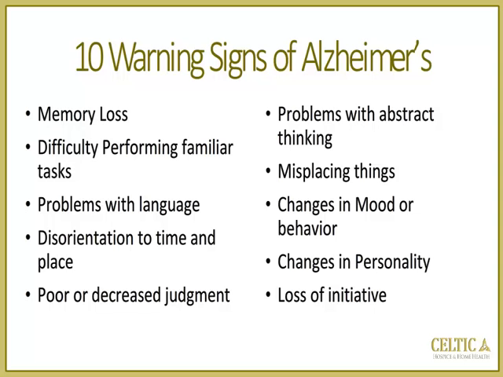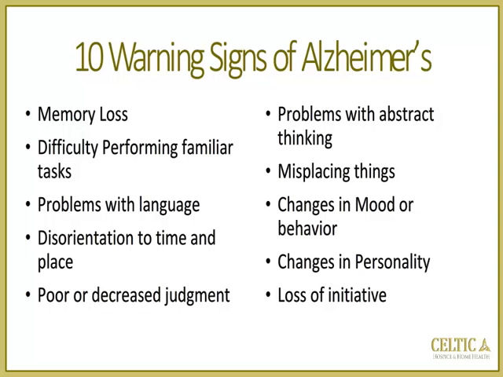The third warning sign is problems with language, forgetting simple words or substituting unusual words, making speech or writing hard to understand. They may be unable to find a hairbrush and instead ask for that thing for my head. What is normal? Sometimes having trouble finding the right word.